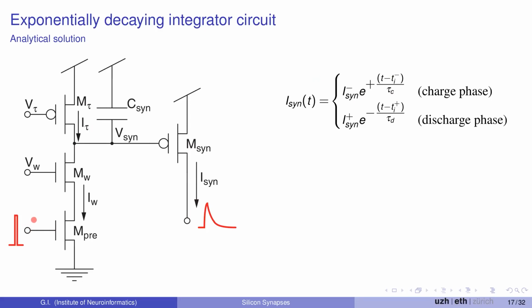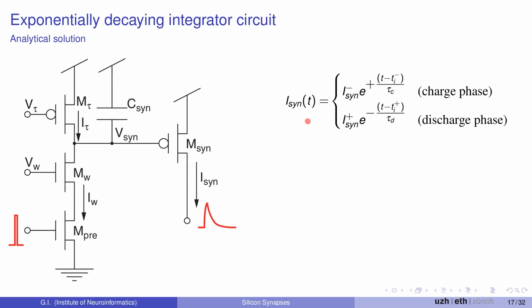After we switch on the pulse, sorry, again, I'm confusing you. The charge phase is when the pulse is on. So during the pulse, for as long as the pulse is on, we have a charge phase. And then when the pulse is off, we have a discharge phase.